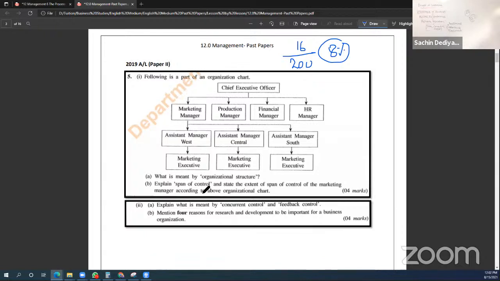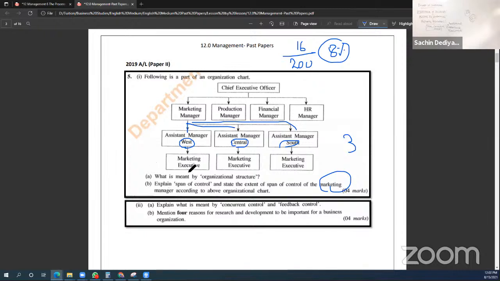But as you can see, the marketing manager has the assistant manager west, assistant manager central, and assistant manager south. To whom do these three report? To the marketing manager. Now we can say the span of control is 3 when you come to the marketing manager.